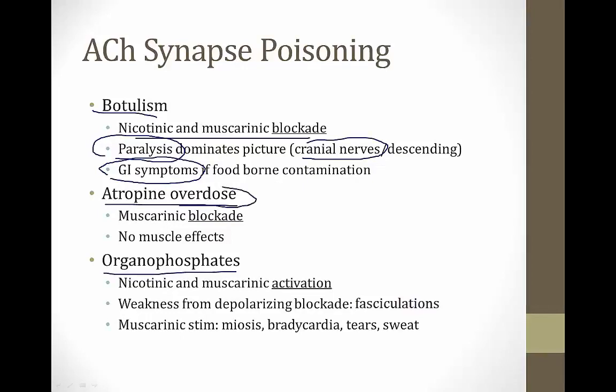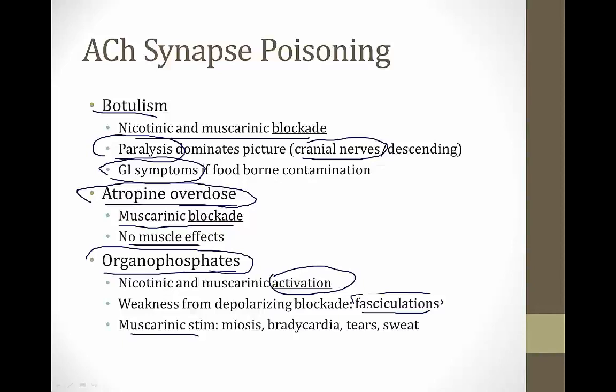Atropine overdose, on the other hand, is essentially muscarinic blockade, so there are usually no muscle effects. So you won't see too much fasciculations or paralysis. You will see symptoms related to the atropine itself. And then finally, organophosphate poisoning is nicotinic and muscarinic activation, not blockade. So you can see weakness from depolarizing blockade, but that usually has a lot of fasciculations. And you can see stimulation of the muscarinic receptors, which produces miosis, bradycardia, tears, and sweats.